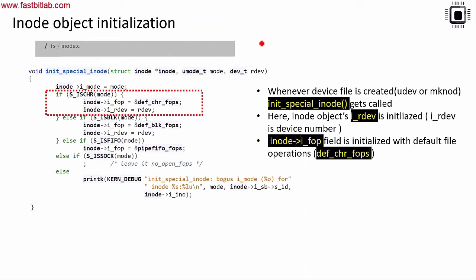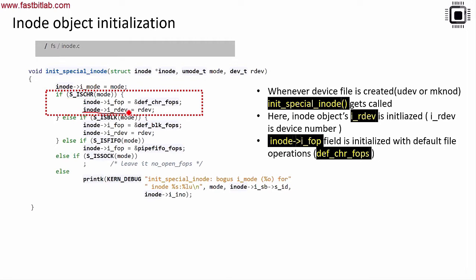The VFS also sends what kind of device file it is, whether it's a character device file, a block device file, or a FIFO. It mentions the mode in this argument. This code decodes the mode. Here it is checking for is char, that is, whether it is a character device file. If true, look at this code.